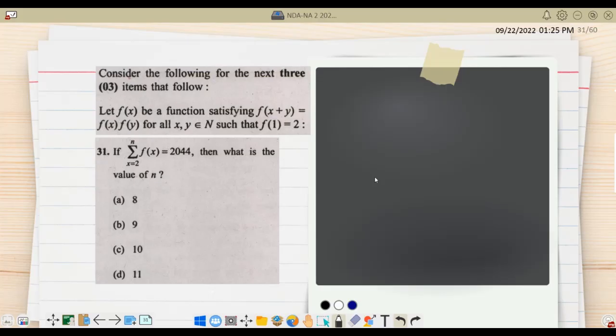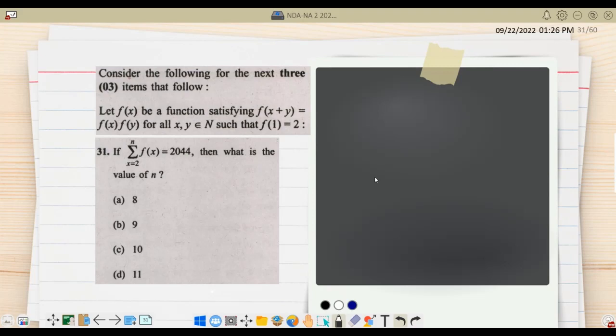Greetings. Today we're going to see part 2 of the NDA NA2 2022 question paper solutions. We are going to start from the 31st question and solve until the 16th question. The 31st question starts like this.